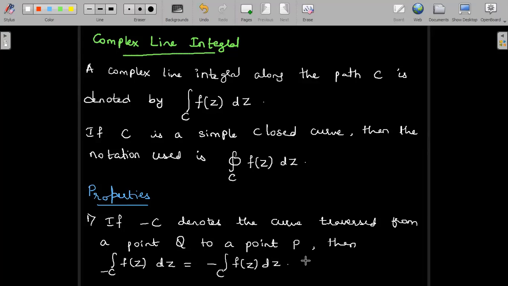So the integral over the curve minus C, because minus C denotes a curve which is traversed from a point Q to a point P. Suppose I have considered a curve wherein the curve is traversed from P to Q, but minus C represents the curve traversing from Q to P. Then integral over minus C f of z dz can be written as minus integral over C f of z dz. Okay.